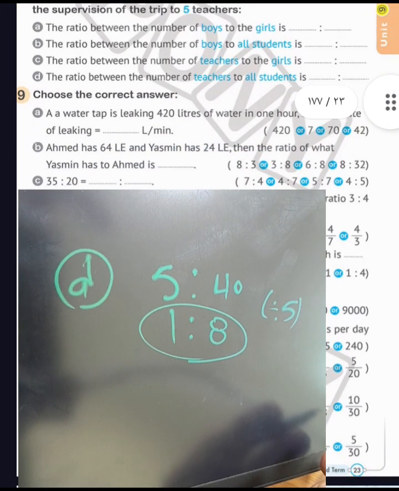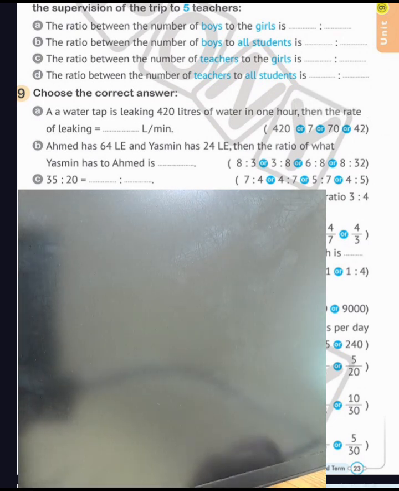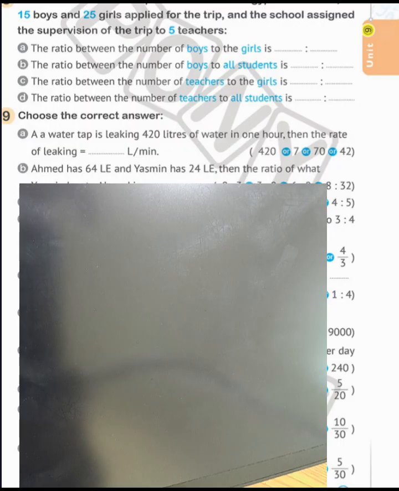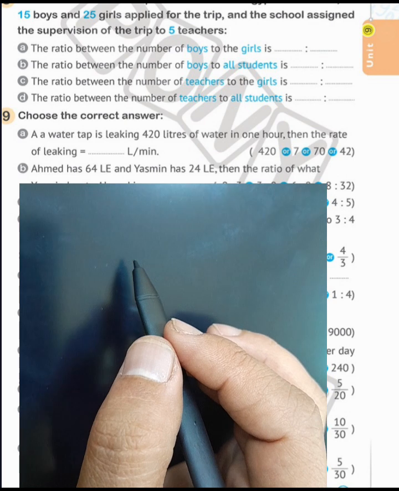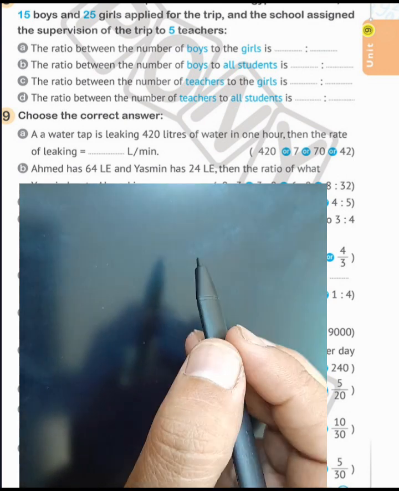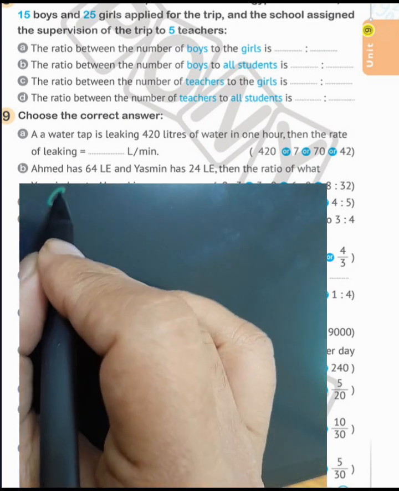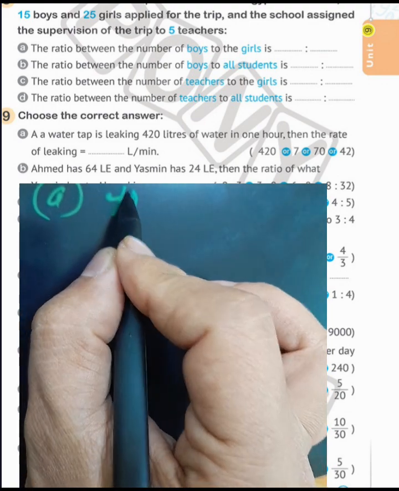Question number 9, choose the correct answer. Letter A, a water tap is leaking 420 liters of water in 1 hour. Then the rate of leaking, we can divide 420 by 1 hour. We know 1 hour equals 60 minutes. You can write here 420.